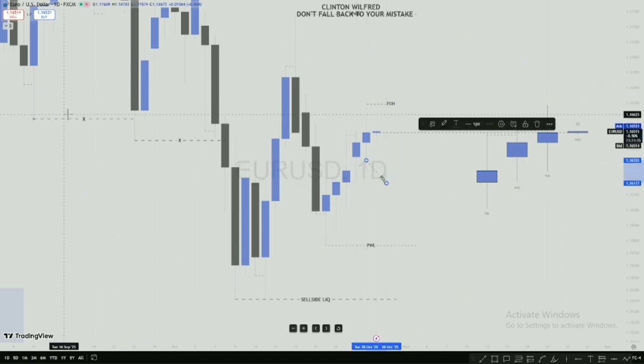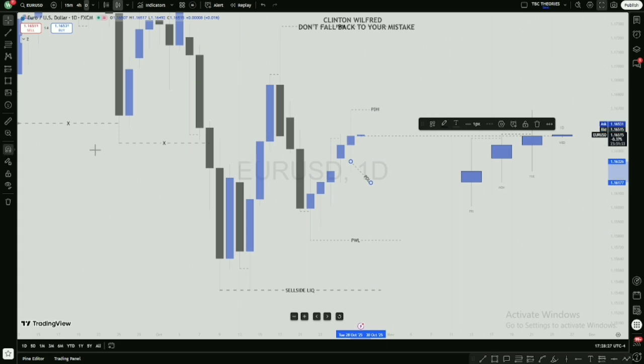Let's put my magnetic tool back. It's not activating. You guys have seen my chart clearly.